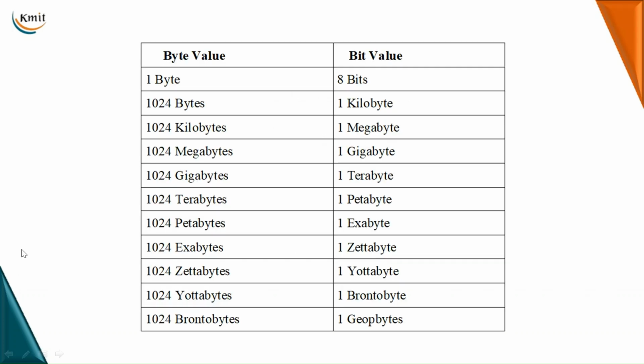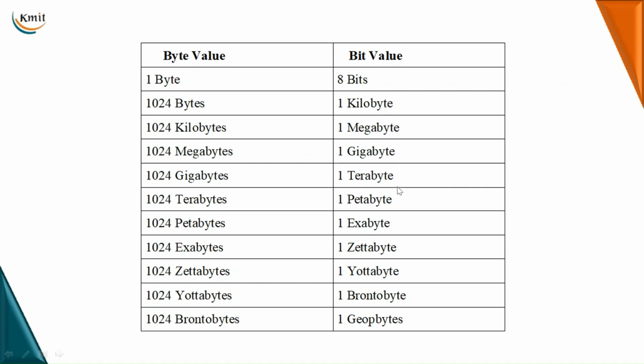Next comes the conversions of bits and bytes. If you see, 1 byte is equal to 8 bits. 1 kilobyte is equal to 1024 bytes. 1 megabyte is equal to 1024 kilobytes. 1 gigabyte is equal to 1024 megabytes. 1 terabyte is equal to 1024 gigabytes.